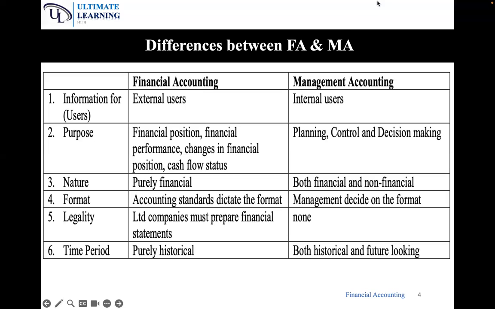The second difference between FA and MA is on the purpose of financial statements. Why do we prepare financial accounts? There are four major reasons. Financial accounts preparation helps, number one, to show the financial position of the business. What assets do you have? What liabilities do you owe? And what is your equity status?